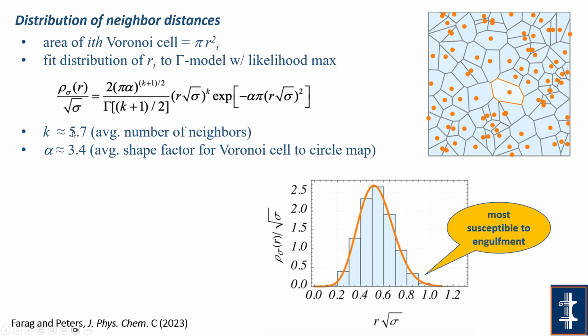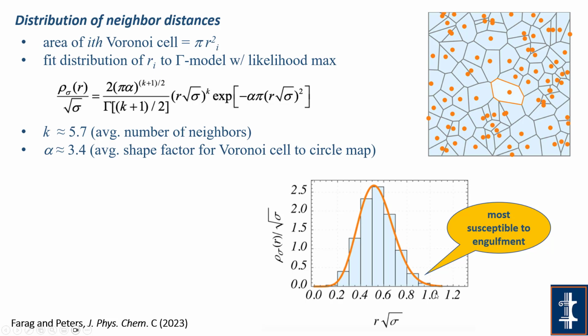The average number of neighbors in our Voronoi tessellation is 5.7 from the model, and the average shape factor here is alpha equals 3.4. The important thing is that the model in orange gives you a pretty good picture of a histogram of areas that we generate numerically. And so these points out here are the ones that we care about the most.